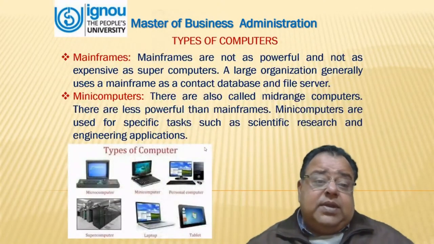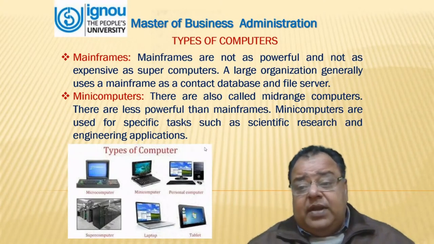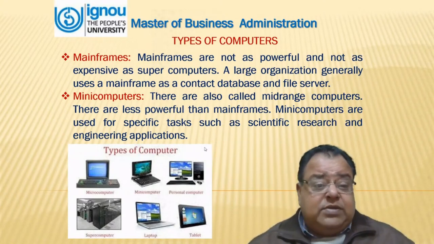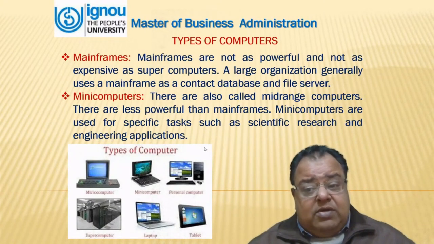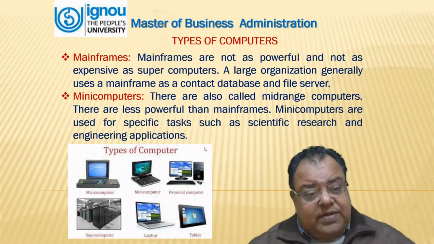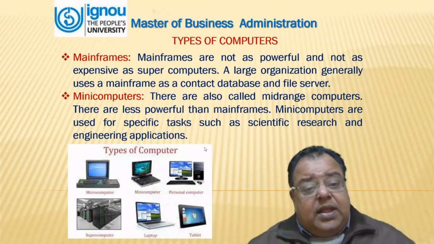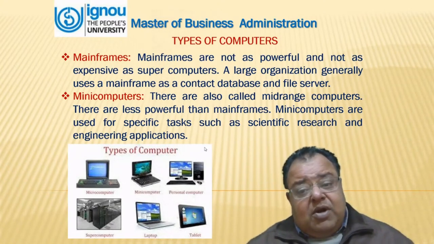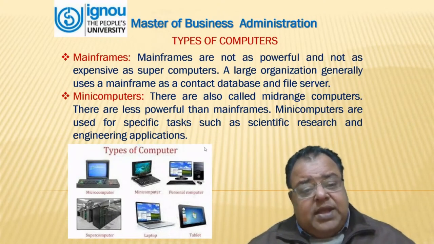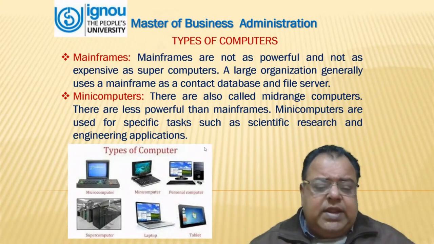Types of computers: mainframe. Mainframes are not as powerful and not as expensive as supercomputers. Large organizations generally use a mainframe as a content database and file server. Minicomputers are also called mid-range computers. They are less powerful than mainframes. Minicomputers are used for specific tasks such as scientific research and engineering applications.